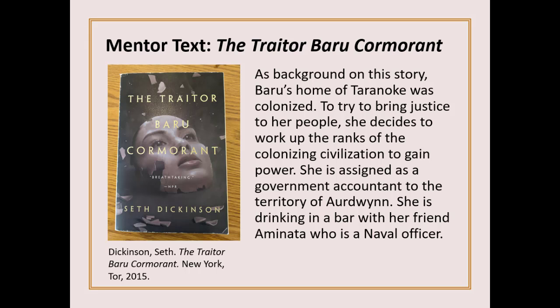As background on this story, Baru's home of Taranoke was colonized, so Baru's the main character. To try to bring justice to her people, she decides to work up the ranks of the colonizing civilization to gain power that she can then use to help her people. She is assigned as a government accountant to the territory of Aurdwynn. In this scene, she is drinking in a bar with her friend Aminata, who is a naval officer.